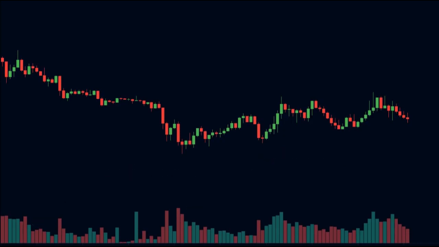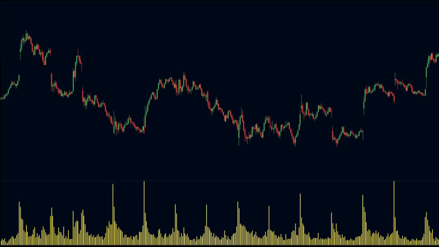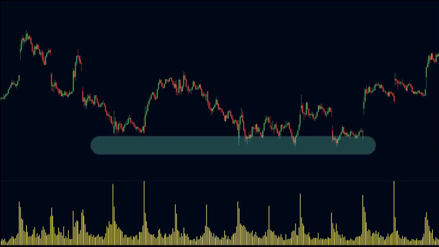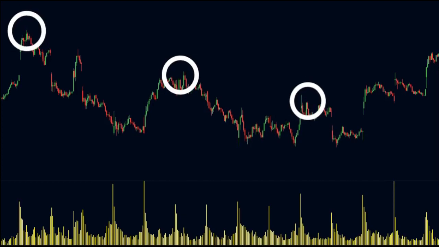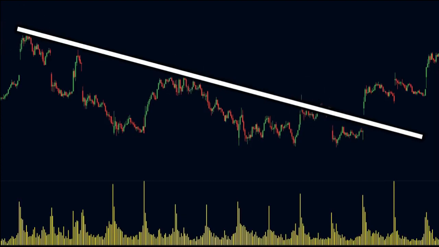Let us look at a trade example to understand the strategy. Here we have the Apple stock on a 15-minute chart. As we can see, the price has been making lower highs. But it is facing difficulty in breaking below this price area. Therefore, we spot the swing points on the chart and plot a trend line connecting them.